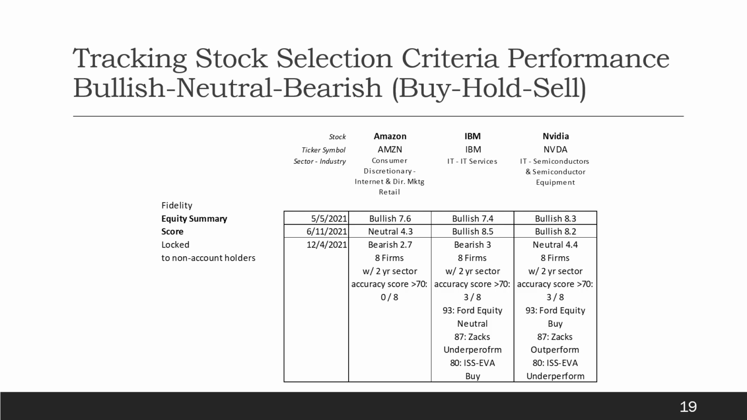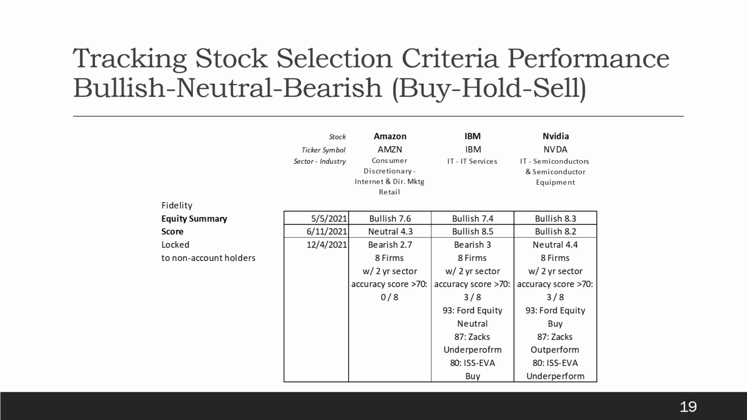December 4th, 2021, there was not only an update on analyst sentiment, but a deep dive into the meaning of the equity summary score. It is based on 8 research firms in the sector, not the industry, in the sector. What is their accuracy for the past 24 months? For Amazon, the bullish, then neutral, then bearish sector accuracy scores were not above 70 out of 100. None of the 8 research firms met our level of sector accuracy minimum for Amazon's sector, the consumer discretionary sector.